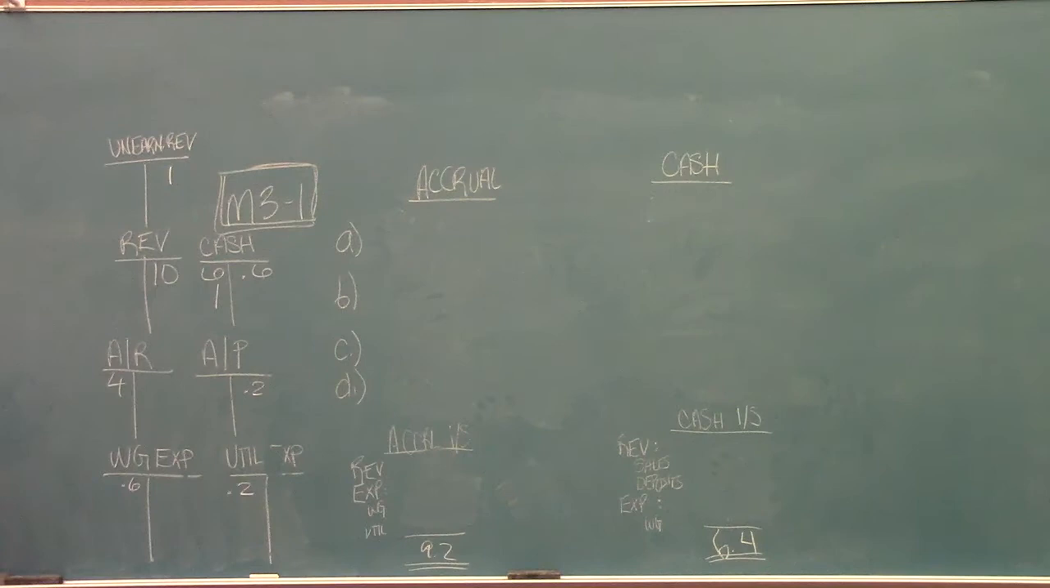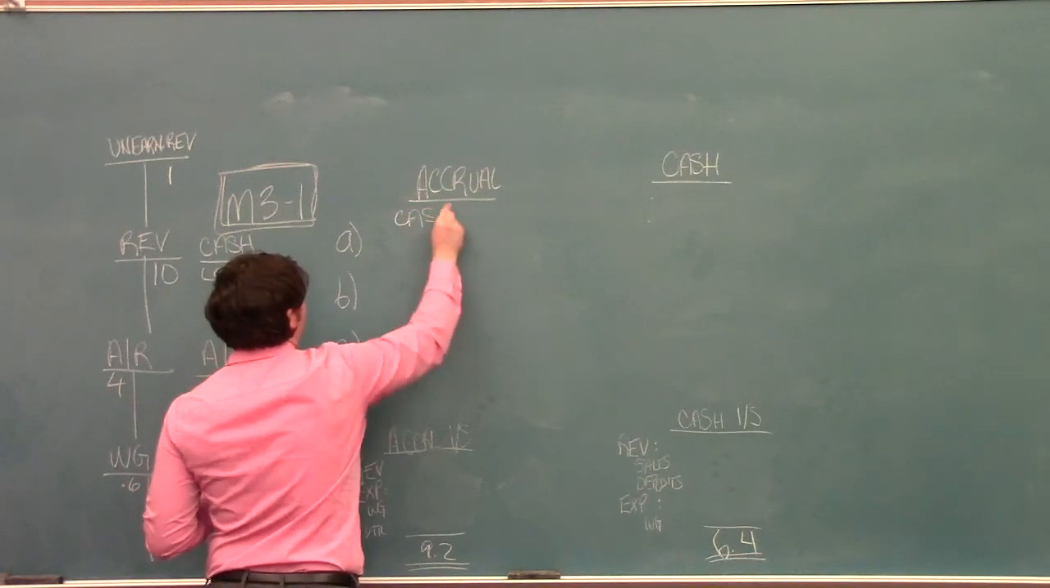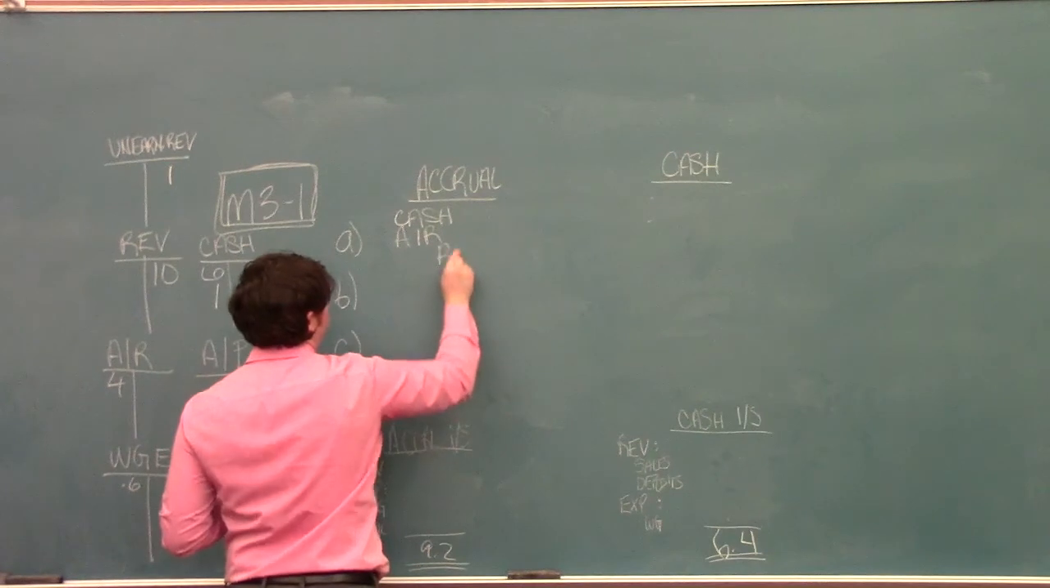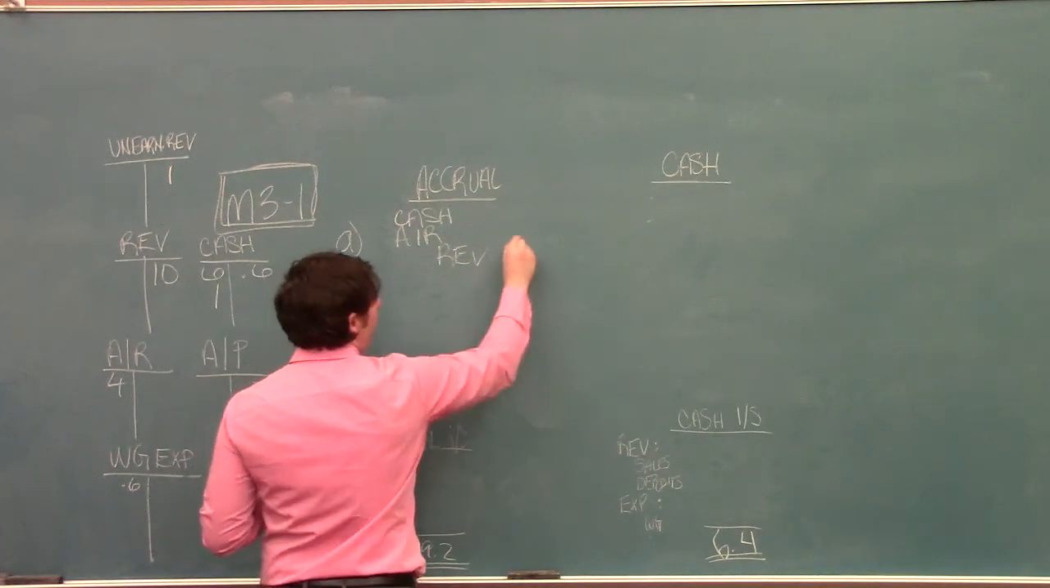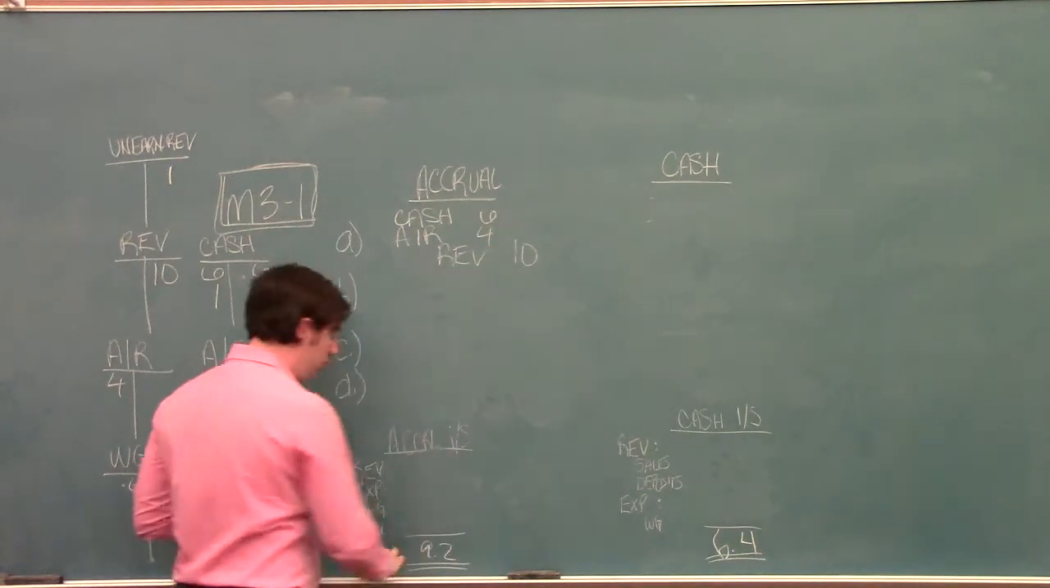First one on M3-1 is A. Mozart Music Company sold music lessons to customers for $10,000, received $6,000 in cash, and the rest on account. So, the journal entry here for accrual basis accounting will be debit cash, debit accounts receivable, and credit revenue. Total amount of revenue we had was 10,000: 6,000 was received in cash, and 4,000, or the rest, was received on account.